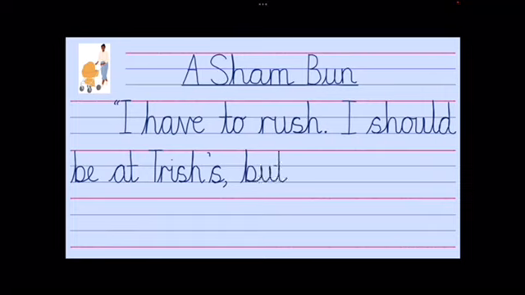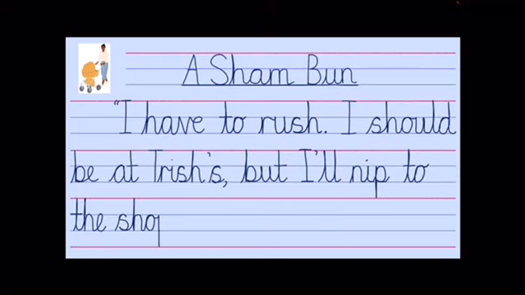But I'll. Now we have the word I, and it's short for I will. So an apostrophe and a double L. I'll nip to the shop. To, and we'll write the rest of it on the next line. The shop. Sh at the beginning of this word as well.